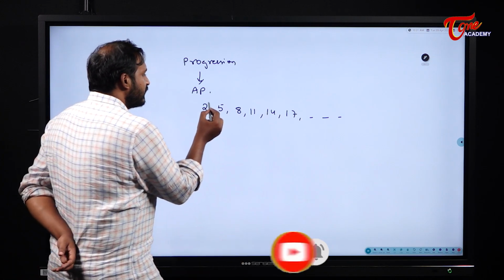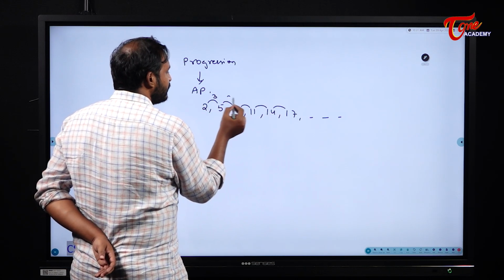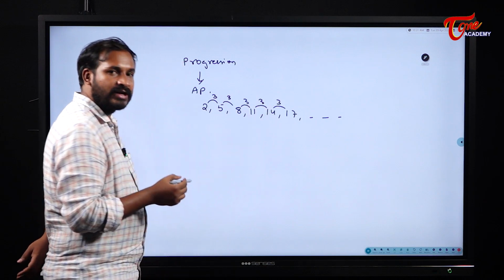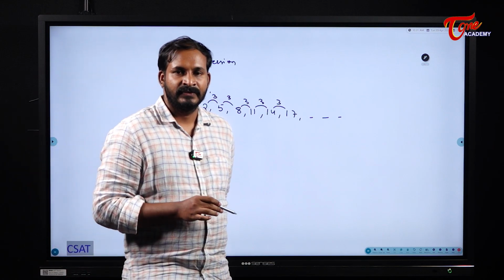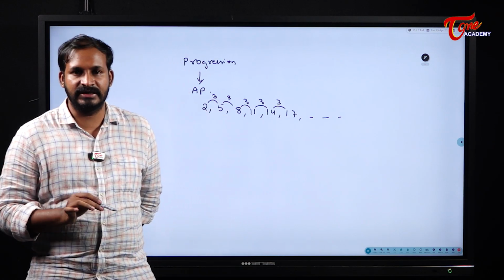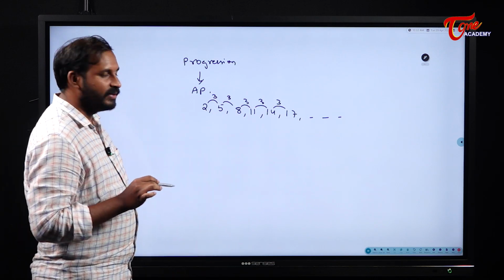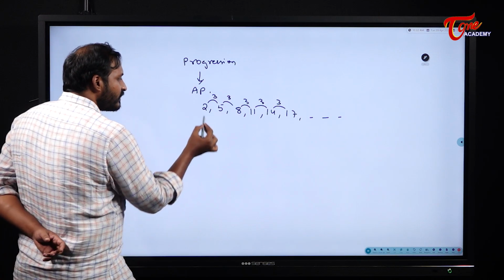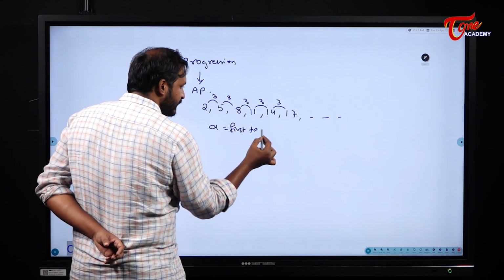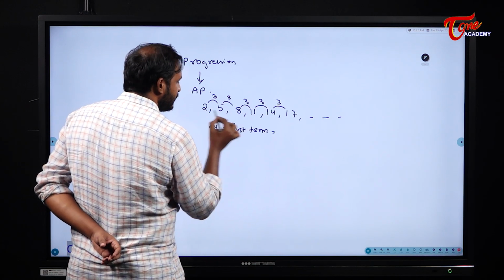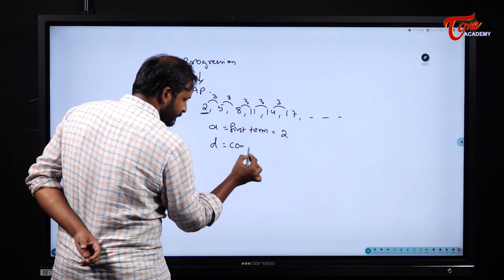Arithmetic progression means there will be a common difference between any two successive numbers. What is the difference between these? 3, 3, 3, 3, 3. Like this we have a common difference, so we can say these numbers are in arithmetic progression. If the difference between any two successive numbers is constant in the given series, then those numbers are said to be in arithmetic progression. Here we will have separate terminology. A means first term. Here in this case, what is the first term for us? 2. And D means common difference.